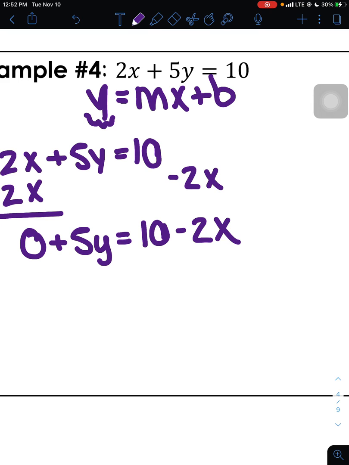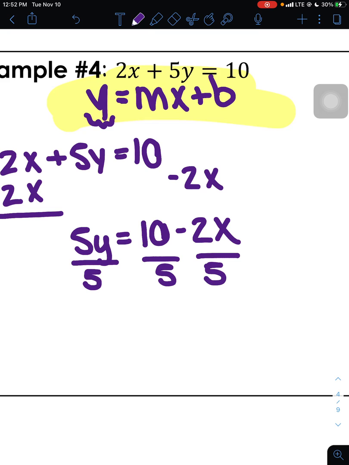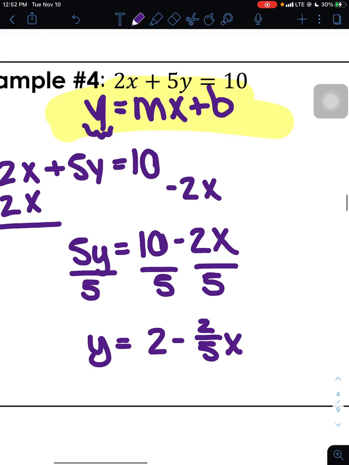Now at this stage, I see that y is being multiplied by 5. So I'm going to do the inverse operation because I want to get y by itself, like we see up here. So I'm going to divide both sides, well, each term, by 5. That leaves me with y is equal to 2 minus 2/5 x. And to make it look like this format, I could rewrite it to say y equals negative 2/5 x. That does not look like negative 2/5 x.